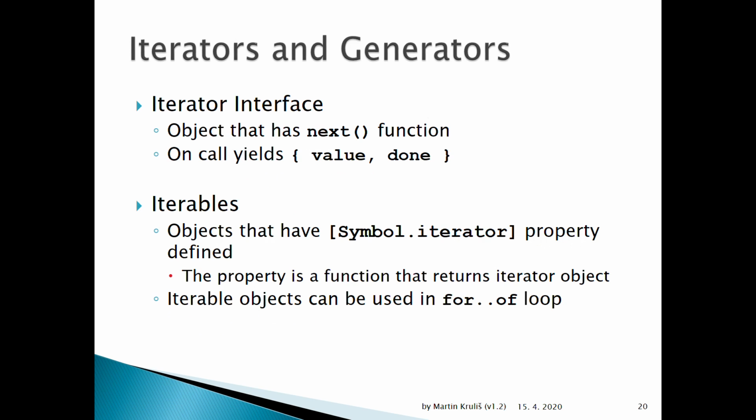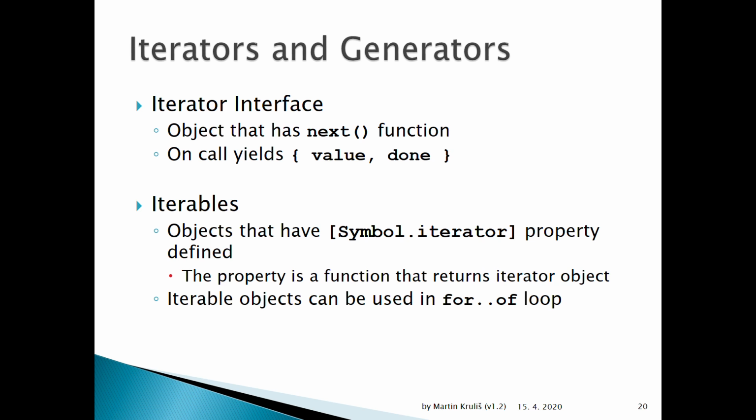ECMAScript 6 also extends the way we iterate over things. It defines a generic iterator interface, which is actually pretty simple. Anything that is an iterator just has to define a specific function called next, and this function is obliged to yield another object. This object will hold a value, which is the actual value of the iterator, and done, which is a flag that indicates whether the iterator has reached its end or not.